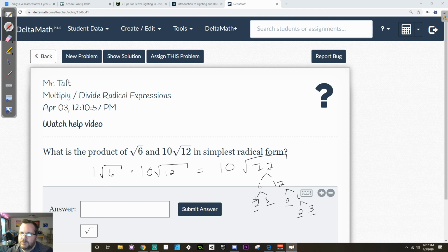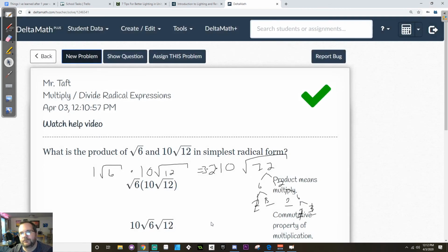So now there's a pair of 2's, so I'm going to cross out 2 of the 2's, and I'm going to put a 2 on the outside with my 10 here. There's a pair of 3's, so I'm going to cross out the 3's. I'm going to put a 3 on the outside with my 10 and my 2. There's not another pair of 2's though, so this 2 has to stay inside the house. So outside the house, I've got 3 times 2, which is 6, times 10, which is 60. So 60 goes outside. And then inside the house is just that 2. And there we go.